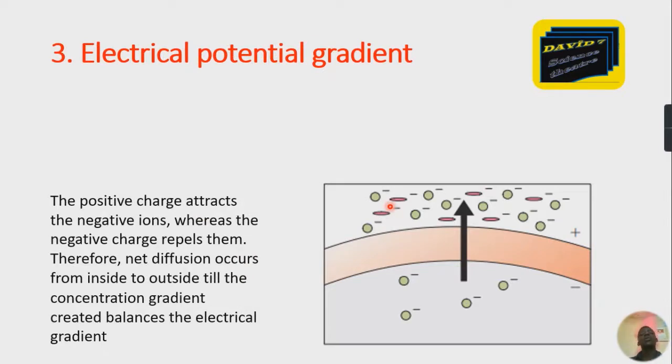What is the effect of electrical potential gradient? Electrical potential gradient also affects the net rate of diffusion. As you can see here, in this diagram, we have negative charges and we also have positive charges. So how does it affect the net rate of diffusion? Look at this.